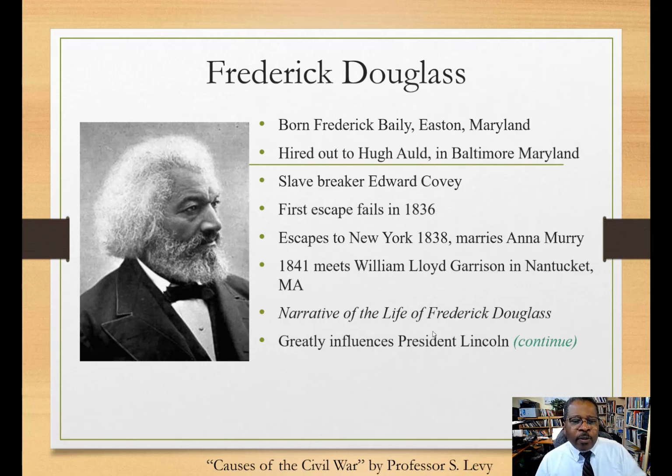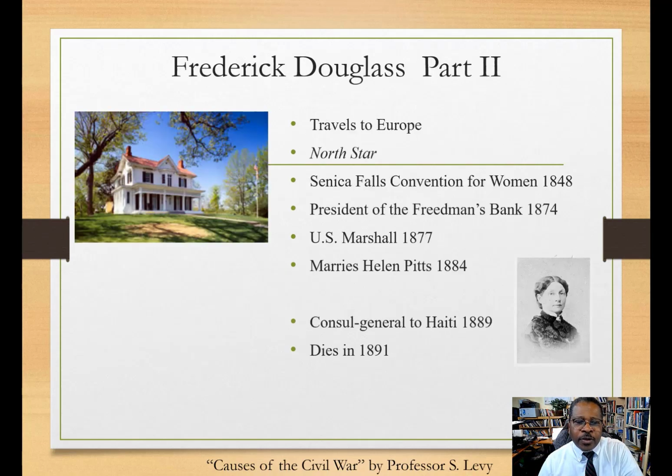And then he became an outspoken orator. And his relationship with Abraham Lincoln in particular had a profound influence on Lincoln for him to be able to meet intelligent black people like Frederick Douglass. Also changed his opinions and perceptions in many ways. This is a picture of Frederick Douglass, his home outside of Washington, D.C., a place called Anacostia. I have some video from there as well.